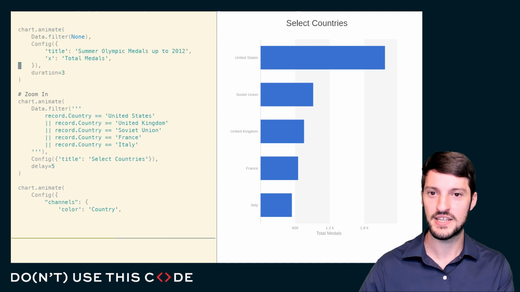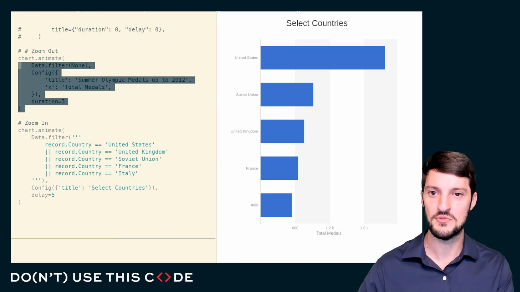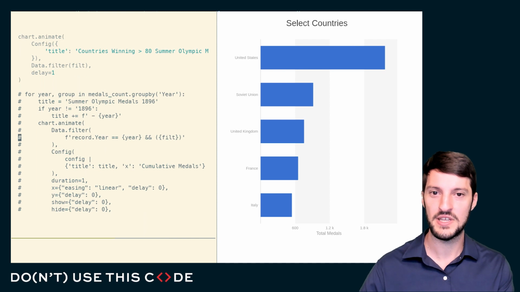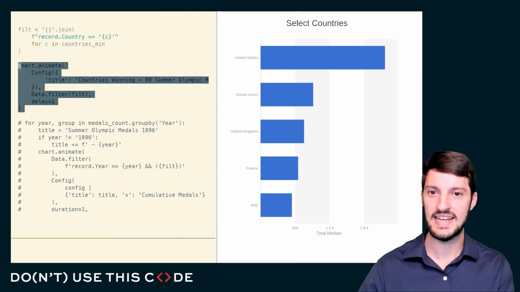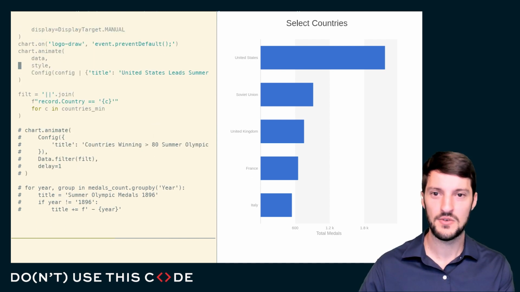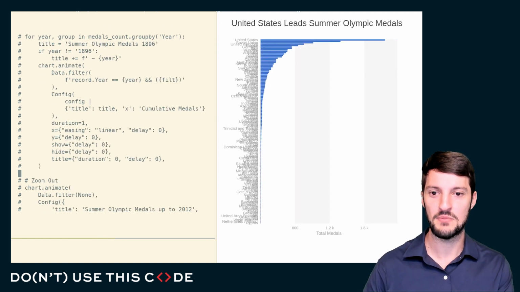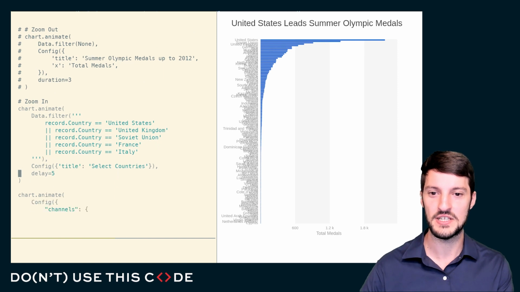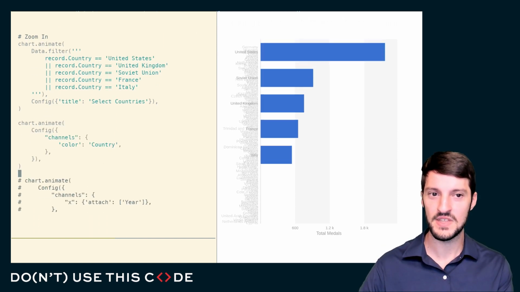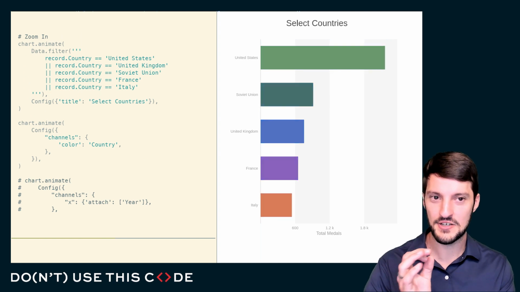And so let's go ahead and get rid of that. We'll get rid of this zoom out here. We'll get rid of filtering down to 80. And we'll go ahead and display. We've now short-circuited our animation just to go straight into these 5 countries, and we'll get rid of this delay as well. Now we've added a layer onto our chart.